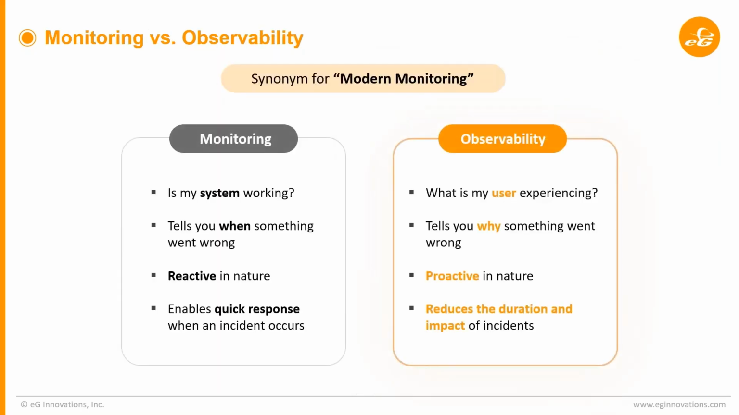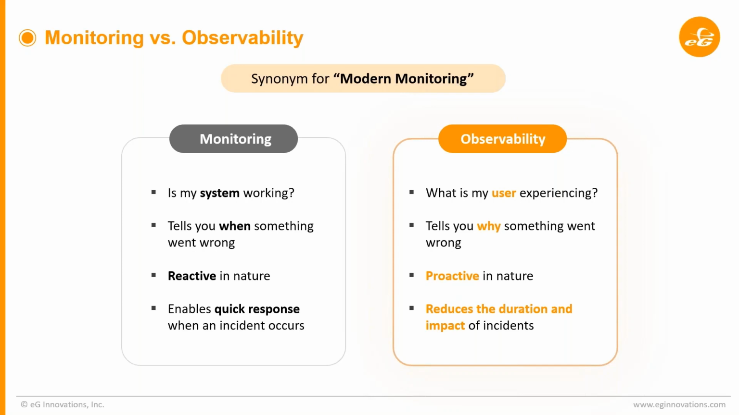So what is observability and how different is it from monitoring? Now, Gartner, the analyst firm, in their recent application performance monitoring Magic Quadrant report, used the term modern monitoring to refer to observability. So observability, as you can see from the synonym, is not dramatically new. It's essentially taking what we did with monitoring and making it better. So how do you make it better?